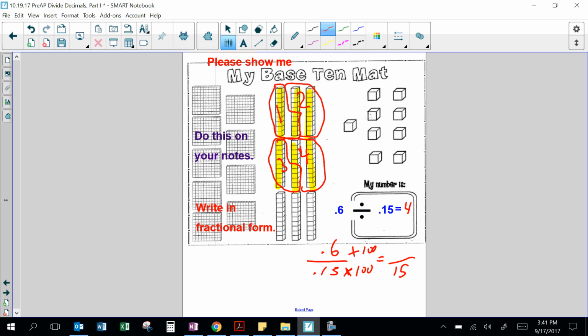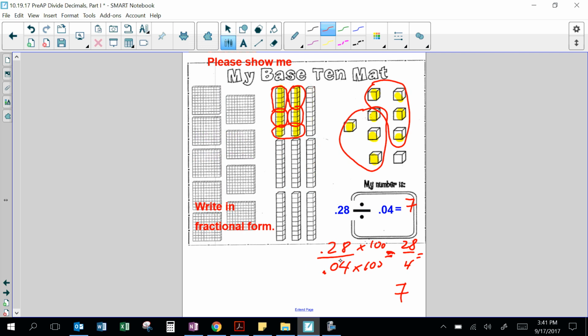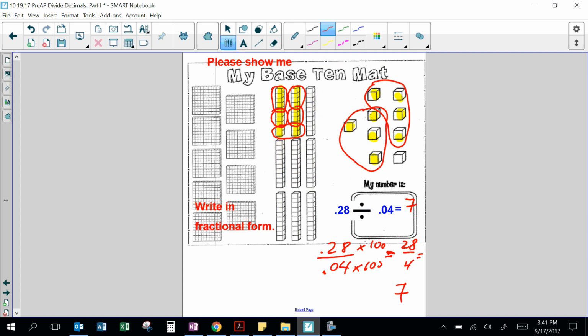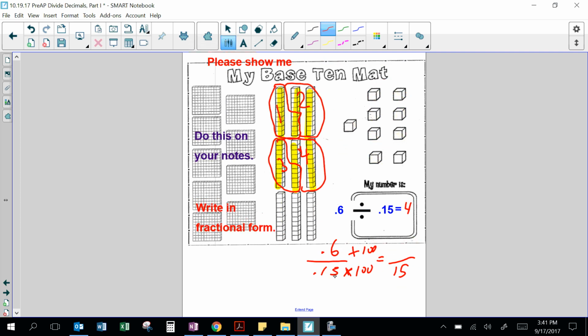This is a little different from the other one. In the other examples, both of these are in the tenths place. Both of these are in the hundredths place. But in this example, this is in the tenths while this is in the hundredths.